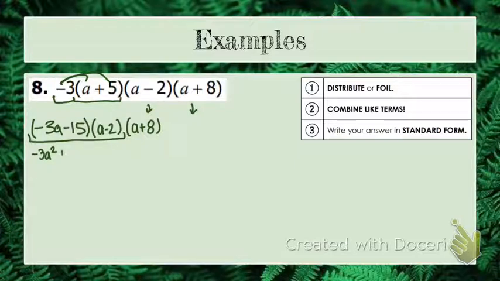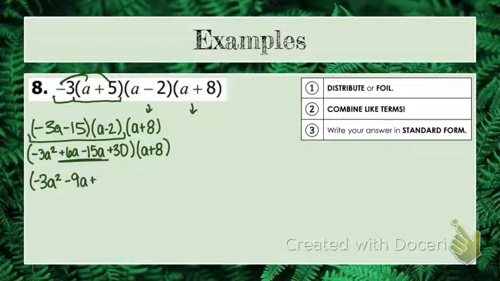-3A times -2 is +6A. -15 times A is -15A, and -15 times -2 is +30. Remember, all this stays in parentheses because it still has to be multiplied by A plus 8. But before I do that, I'm going to combine like terms. So I have one less term to distribute. And we've got -3A squared minus 9A plus 30 times A plus 8.